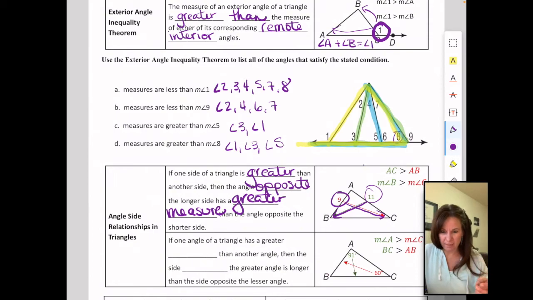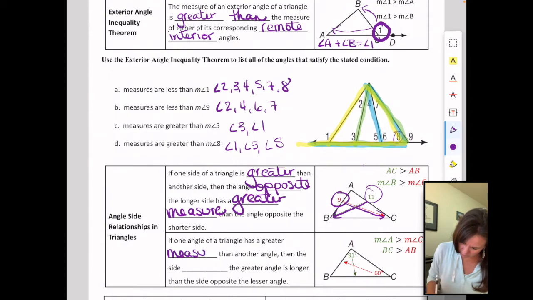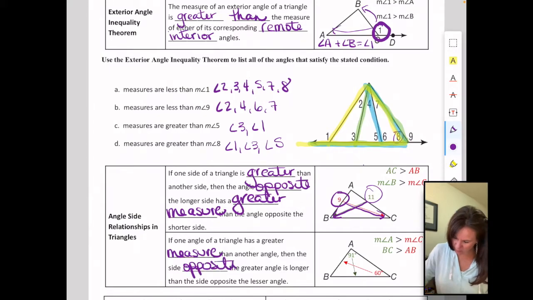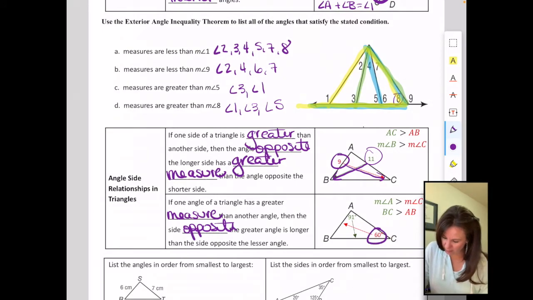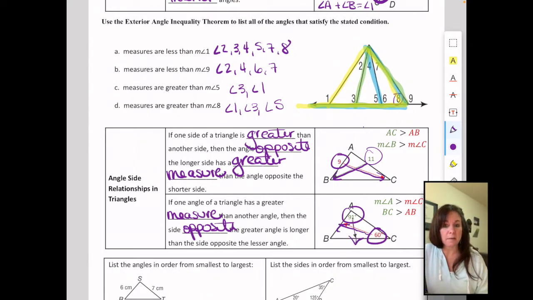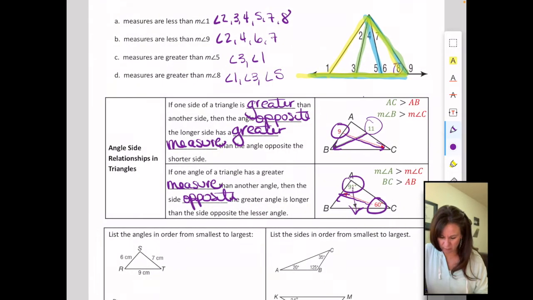The flip side of that: if one angle of a triangle has a greater measure than another angle, then the side opposite the greater angle is longer than the side opposite the lesser angle. So see, this is 60 and 90. 60 is smaller. So across from 60, AB is smaller than what's across from 91. Let's try these out a little bit.